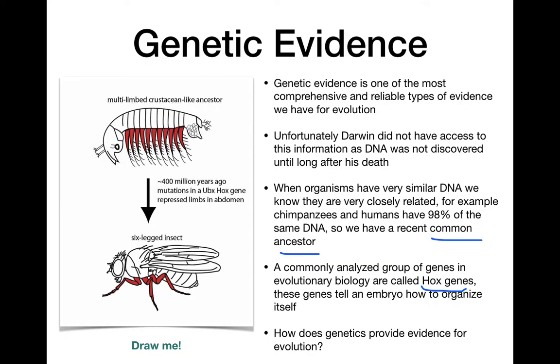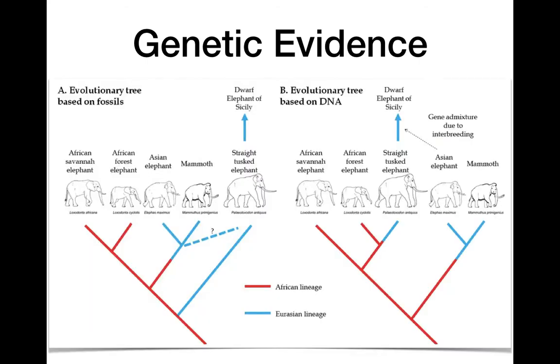So here's something really interesting that we learned from genetic evidence. If we think about elephants, when we looked at fossil evidence and only fossil evidence of elephants, this is the kind of family tree of how it was organized. The red line is for African elephants and the blue line is for Eurasian elephants. So we have the African savanna elephant and the African forest elephant, being two closely related. They're down here at the bottom of the tree, at a common ancestor.